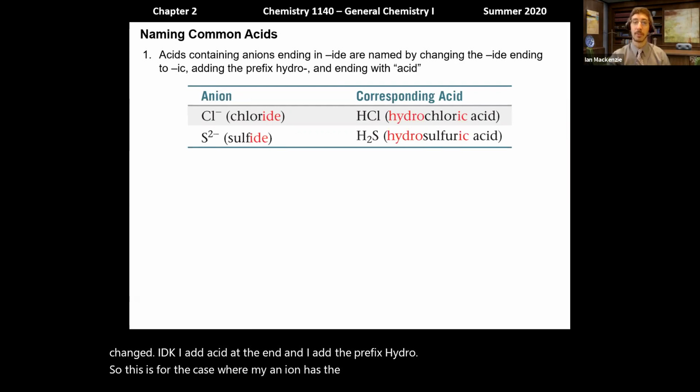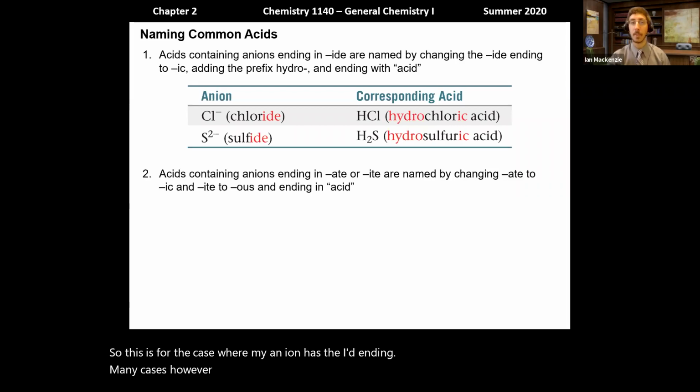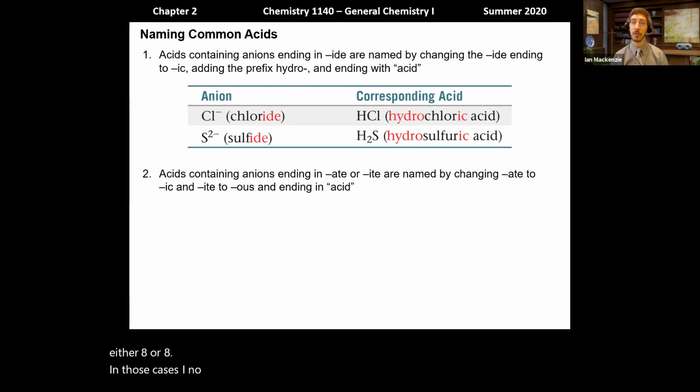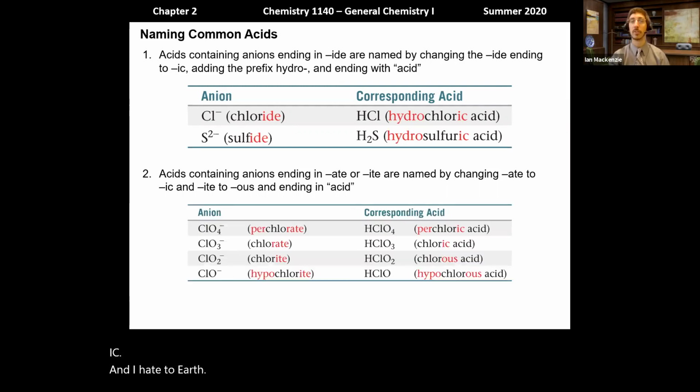In many cases, however, I have the polyatomic anions that contain oxygen and end with either "ate" or "ite". In those cases, I no longer add the prefix hydro. I still have the ending acid, and I change "ate" to "ic" and "ite" to "us". Again, practically, what does this look like?